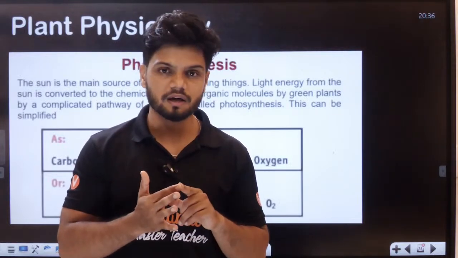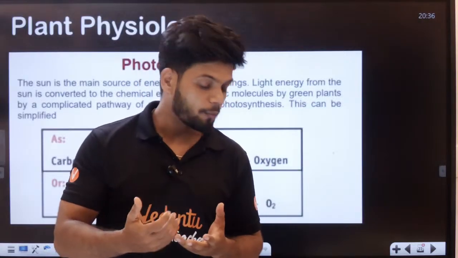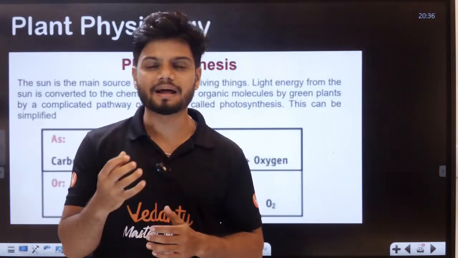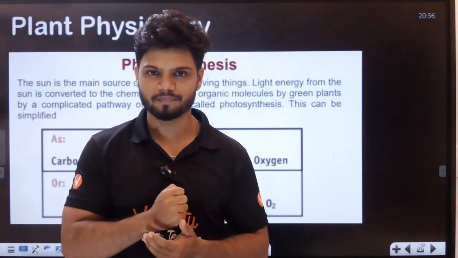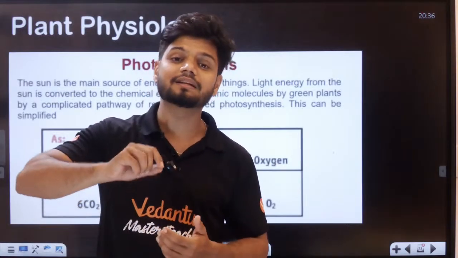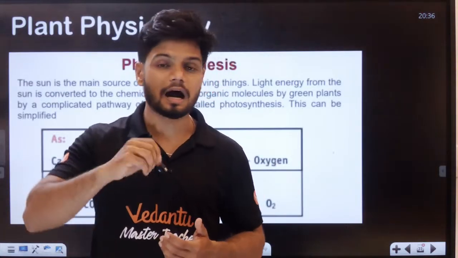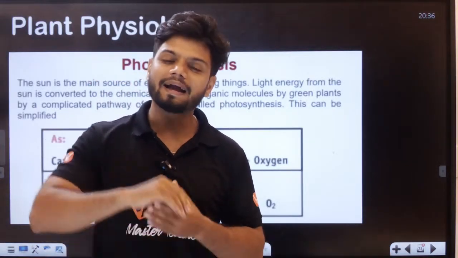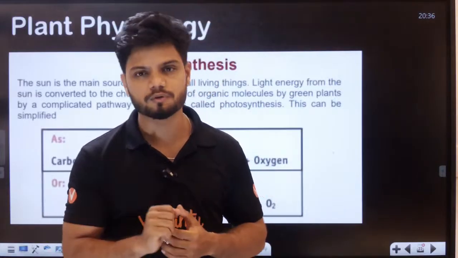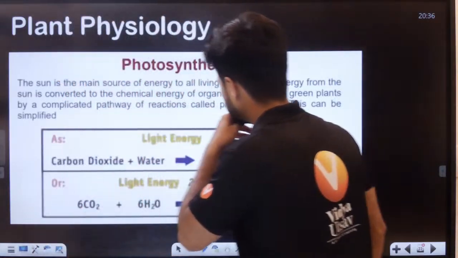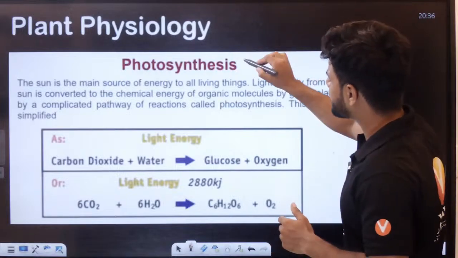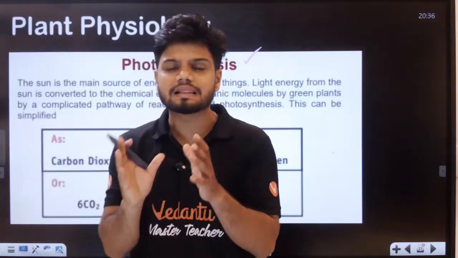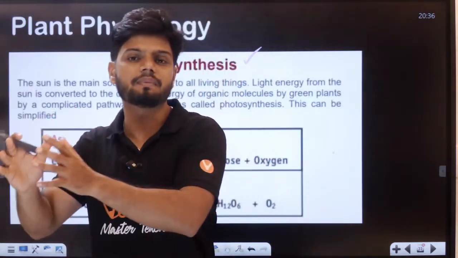In photosynthesis, we learn how plants can prepare their own food, how plants can trap the sunlight, and everything. Then in the respiration chapter, you learn about how plants can use the food and produce energy. And in the last chapter, we learn about hormones. Now, students, what exactly happens in photosynthesis? The plant is using the light energy and converting it into chemical energy.